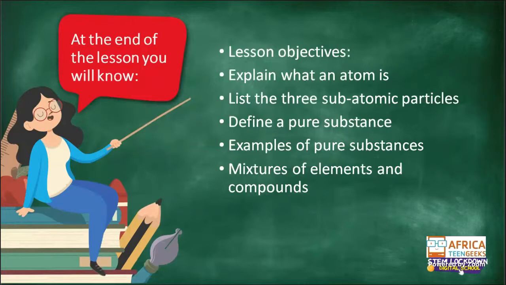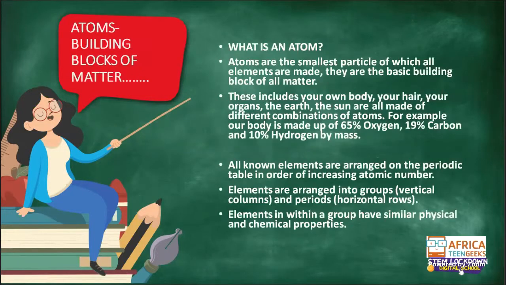Today, our lesson objectives are, by the end of the lesson, we should be able to explain what an atom is. We should be able to list 3 subatomic particles. We should be able to define a pure substance, give examples of pure substances, and then talk about mixtures of elements and compounds.